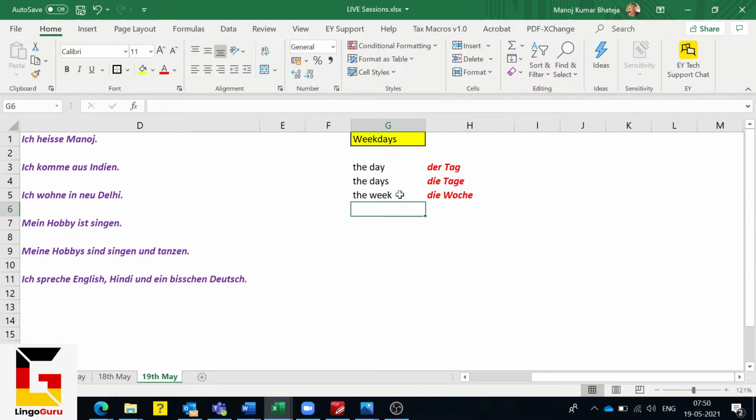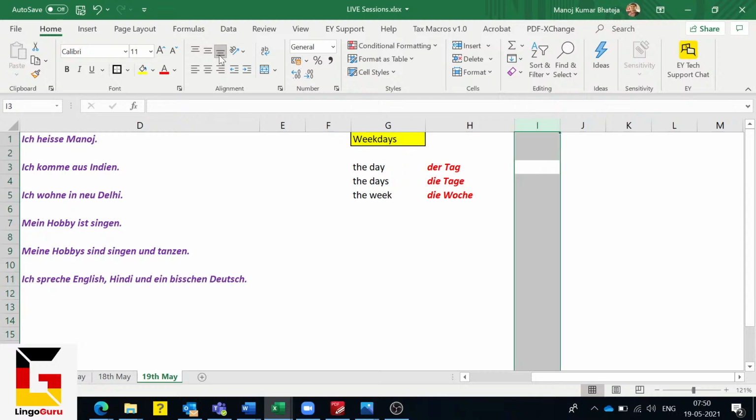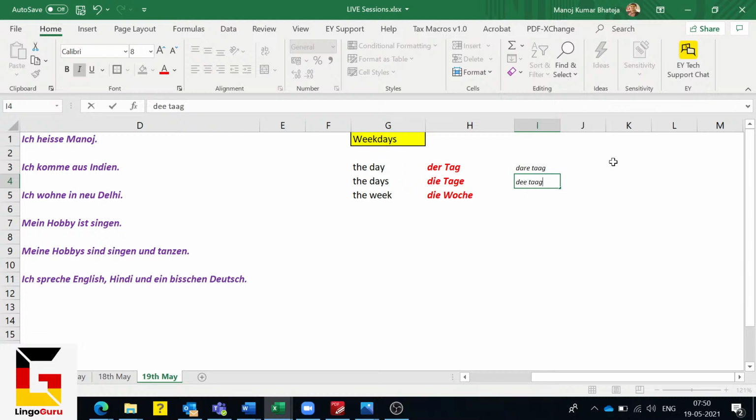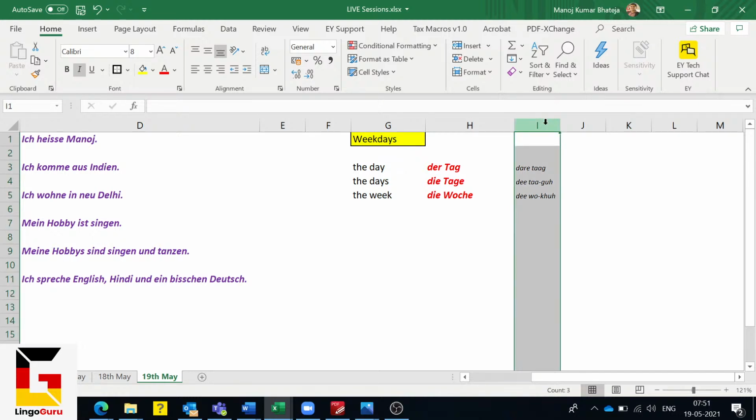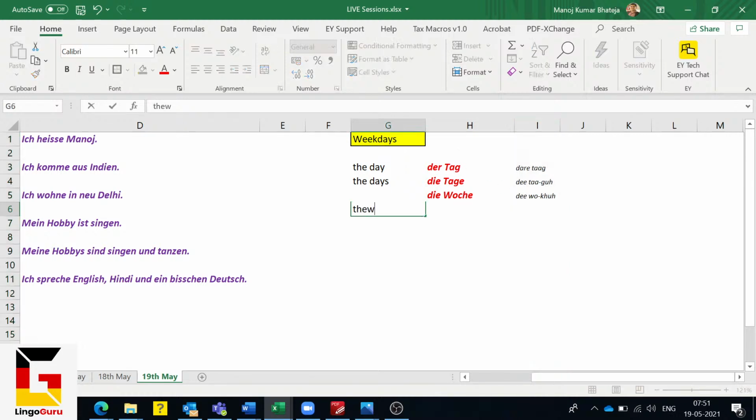Woche. Let me write the pronunciation here. And my request is not to learn this spelling. So, der Tag. Die Tage. Die Woche. Please do not learn these spellings because these are just the sounds, the pronunciation of these German words. The weeks, the plural, die Wochen.